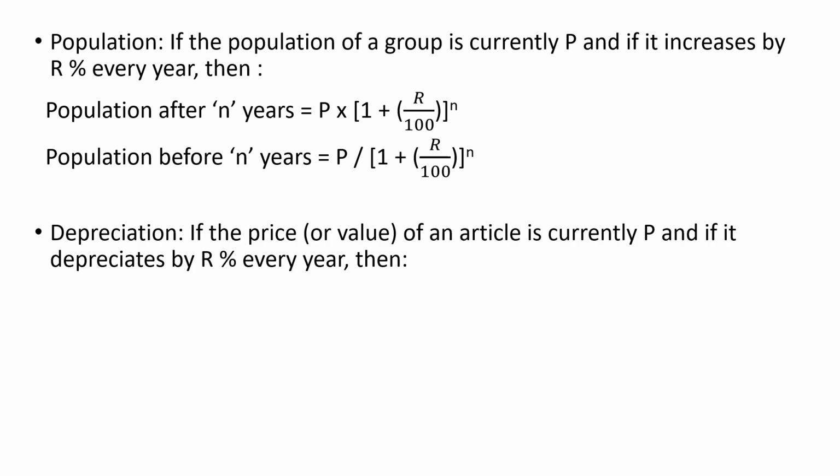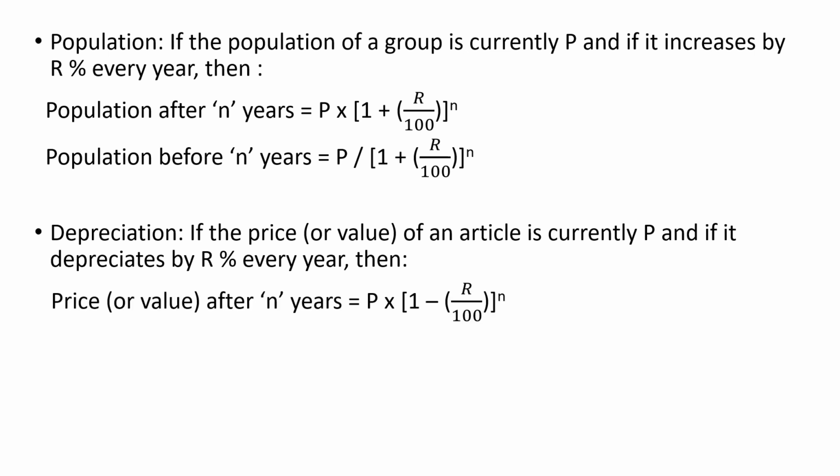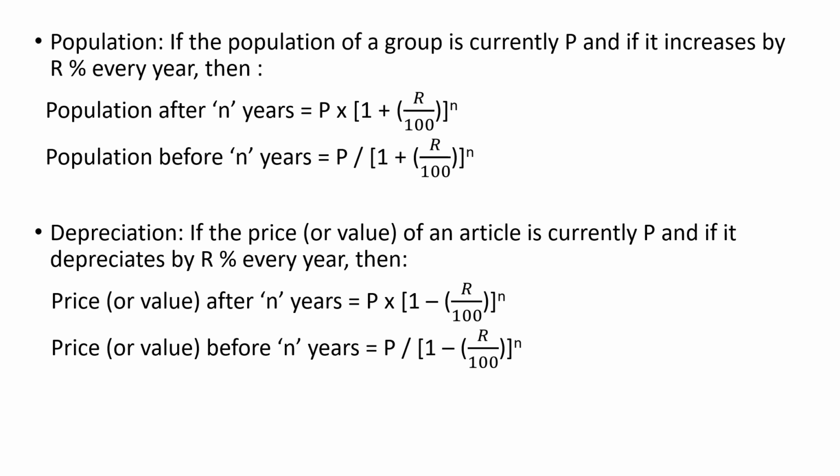Depreciation. If the price of an article is currently P and if it depreciates by R percent every year, then what is the value of the price after n years? Since the value depreciates, we have to multiply the current value P with 1 minus R by 100 whole to the power n. Since the value depreciates, we subtract the rate. Similarly, the price before n years will be P divided by 1 minus R by 100 whole to the power n.